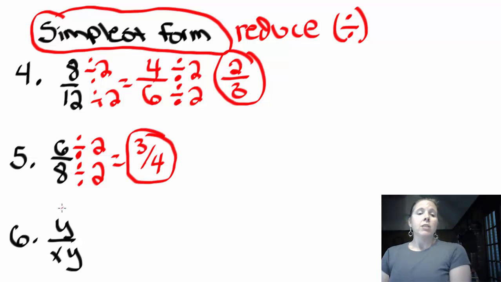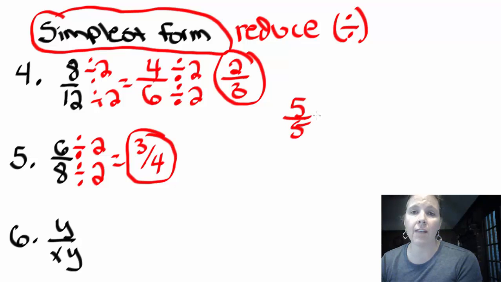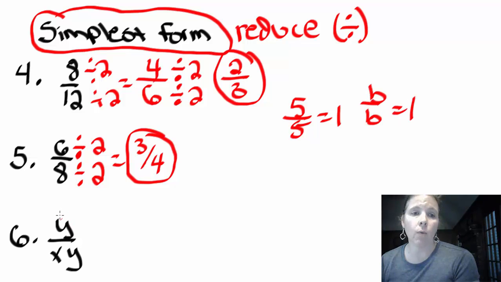Okay? So now, if we get to number 6, we're going to throw variables in there, of course. There's a few different ways to think about this. You can think, well, I'm going to divide by y, because there's a y on both sides. I think that gets a little confusing. All you need to do is remember if you have 5 over 5, that equals 1. So if you have b over b, that equals 1. So these y over y just becomes 1, or you can think it's canceled out.